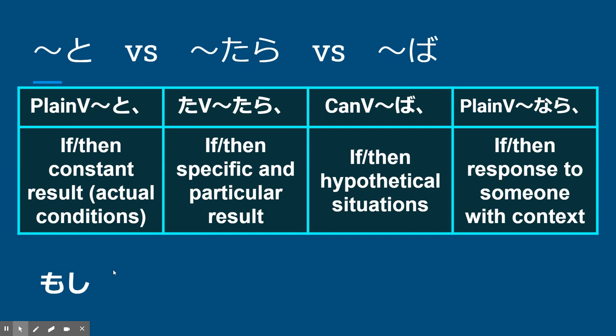So, to, tara, ba, nara. All of them have to do with if, then, but the way you use it and when you use it depends upon the effect. So, the cause, to, effect. Cause tara effect, cause ba effect, cause nara effect. So really kind of keep in mind what the effect is in order to figure out which form to use.